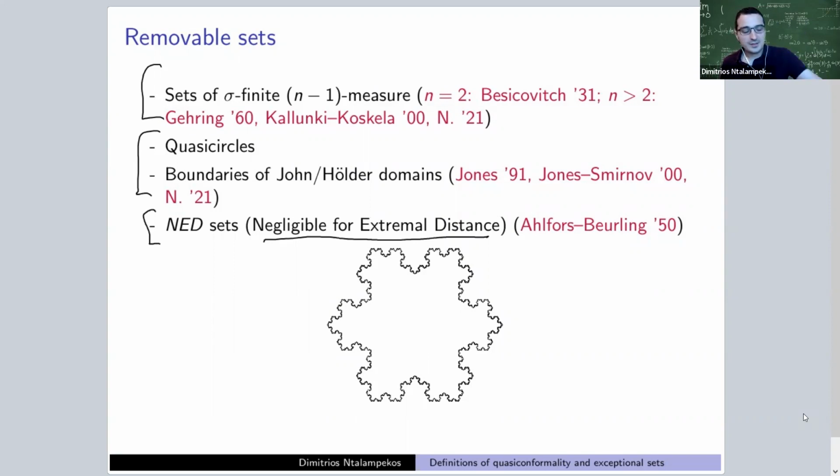It turns out that all these classes are disjoint. Well, they're not disjoint, but they are singular in the sense that you can find sets lying in one class but not lying in the other. So it looks like we have three different types of sets that imply removability. So the question here is, how can we characterize removable sets? This is a big open problem. And if one wants to resolve this problem, first we have to understand what is the common reason for which these three types of sets are removable.